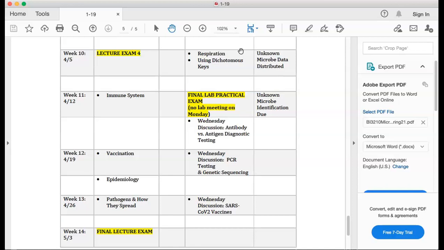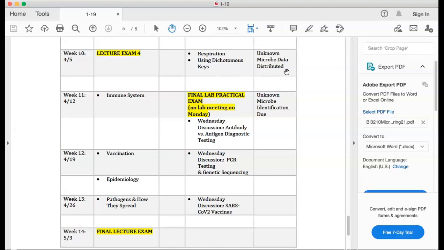Now, you won't be conducting the tests, but I will give you the test results. So I'm going to give you a list of all of the results of tests that you've learned about this semester. And it's going to be your job to use those lab results to identify this microbe that you've been assigned. So we'll distribute the data next week. We'll talk about these tools that we use called dichotomous keys that help us in our identification. That'll be coming up next week.